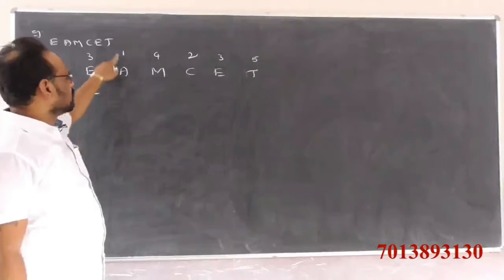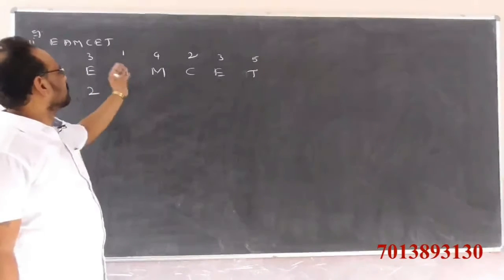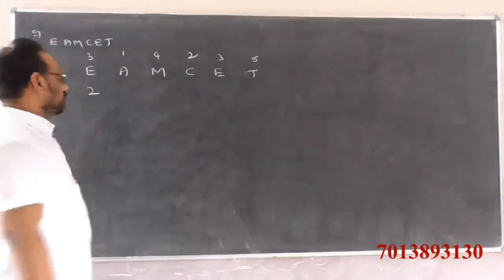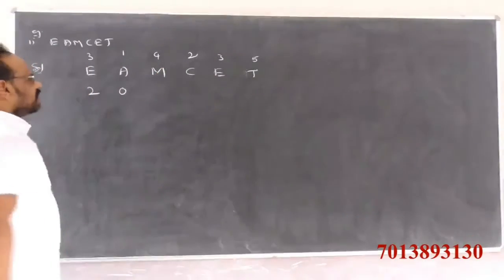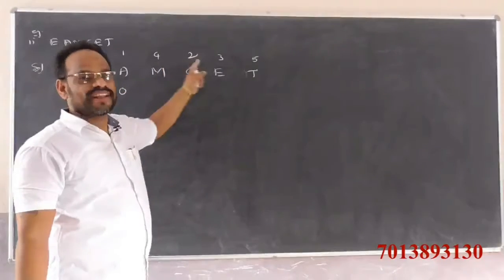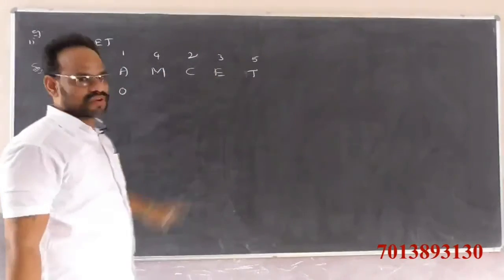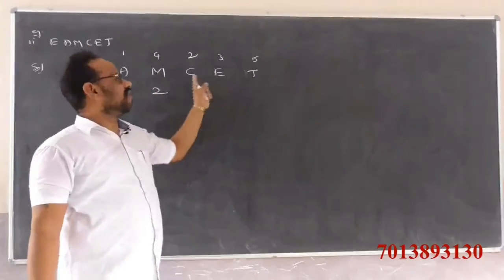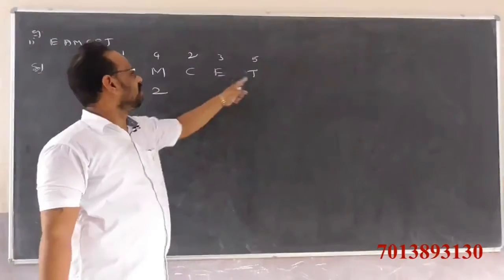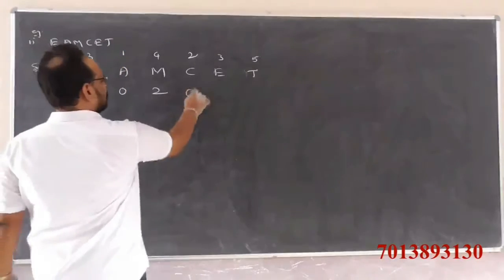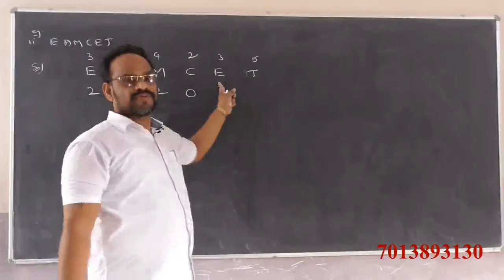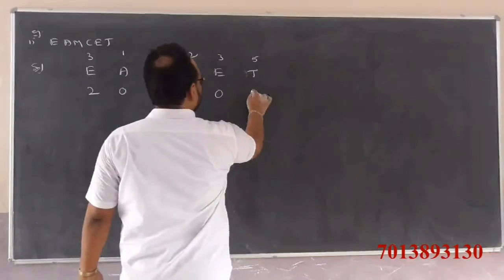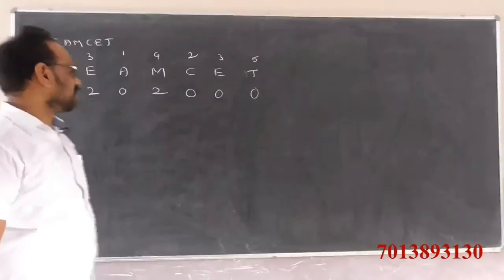This is 1. How many letters are smaller than 1? Clearly all are greater than 1, so we get 0. How many of them are smaller than 4? Clearly 1 and 2. Right here 2. How many of them are smaller than 2? Clearly 0. How many of them are smaller than 3? Here also 0. How many of them are smaller than 5? Clearly 0.